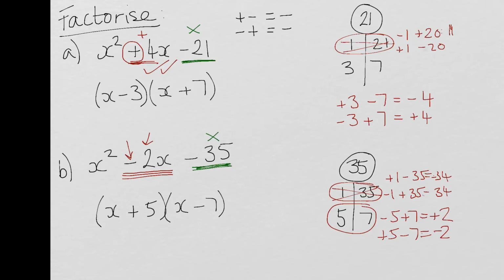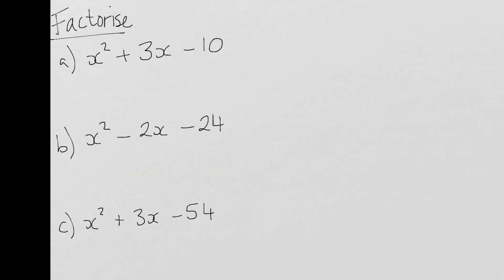Okay then, go on to the next part of the video and have a go at a couple of questions for yourself. Okay, so here are 3 questions for you to try. Remember that the best way to start is by writing out the factors of the numbers at the end, so what numbers multiply to give us those, and then playing around with which one is positive and which one is negative to produce these values here. Pause it and have a go.